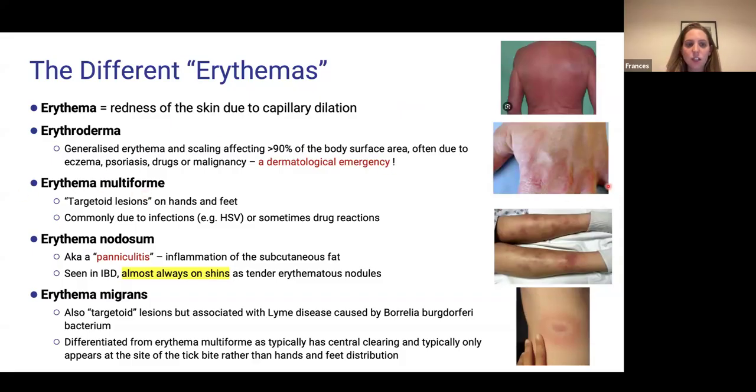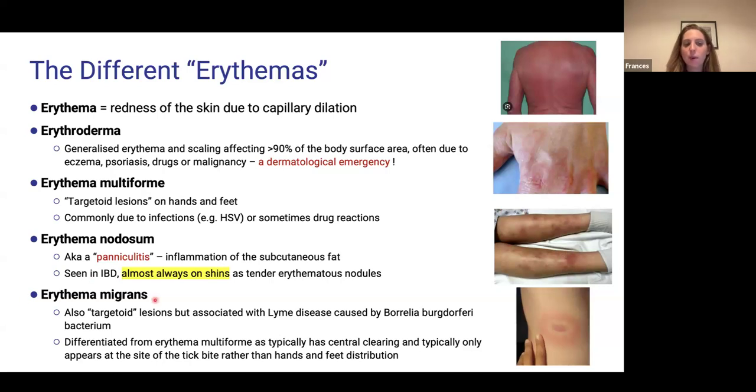This is these targetoid lesions, typically due to infections like HSV. Erythema nodosum, this is again this redness that you have, but it's typically on the shins, and it's because of an inflammation of the subcutaneous fat. It's what we call a panniculitis. This is often associated with conditions like IBD, also sarcoidosis, and so on. These are tender nodules, so they'll actually be very tender to touch as well.